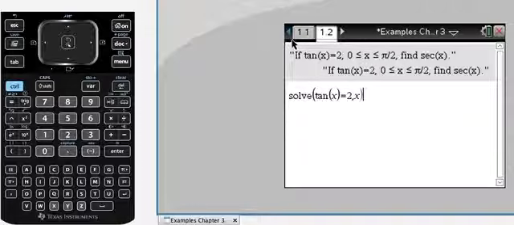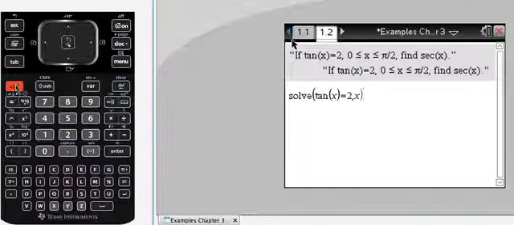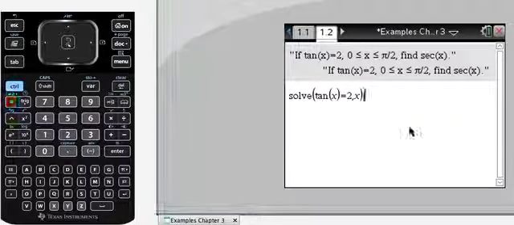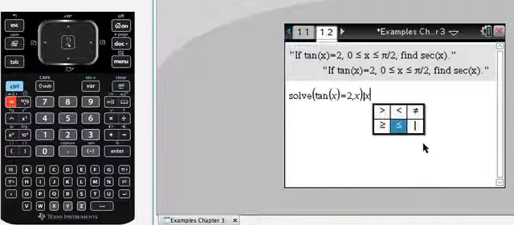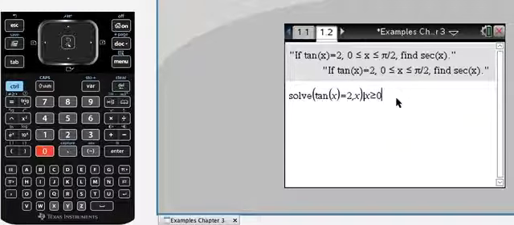Okay, so the equation is going to read solve tan of x equals 2 such that x is between 0 and pi on 2. Now the such that symbol, if we push control, is under equals. It looks like a vertical line. So we're going to do such that. And now we have to actually say each part of the domain. So x is greater than or equal to, so again, control equals, greater than or equal to 0.